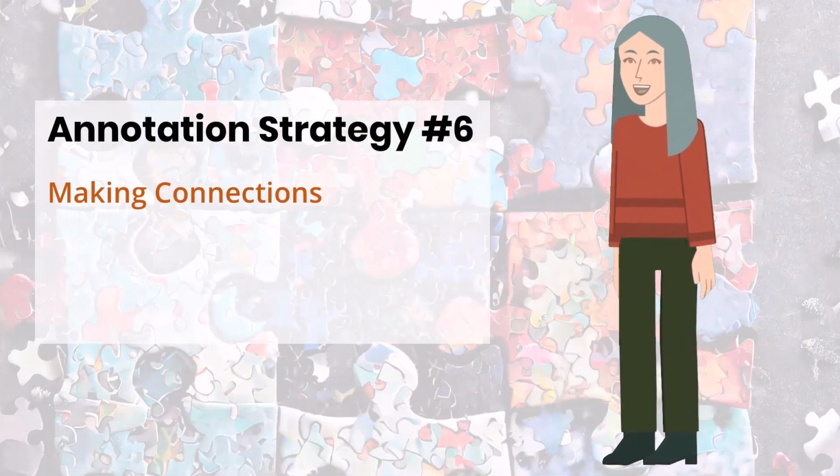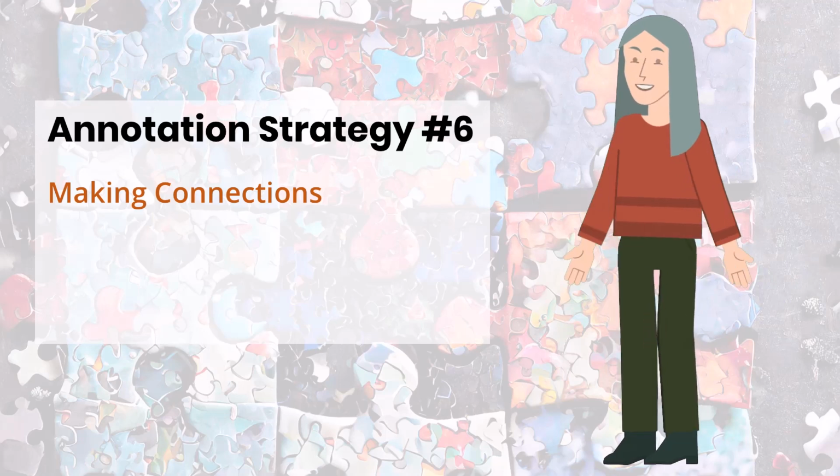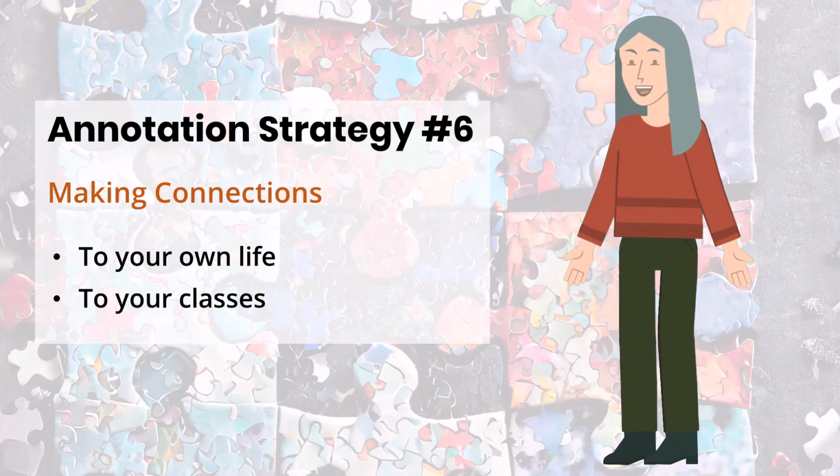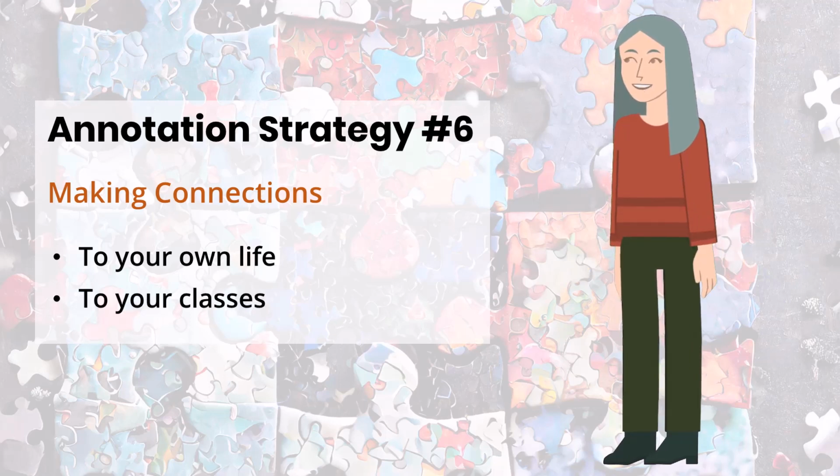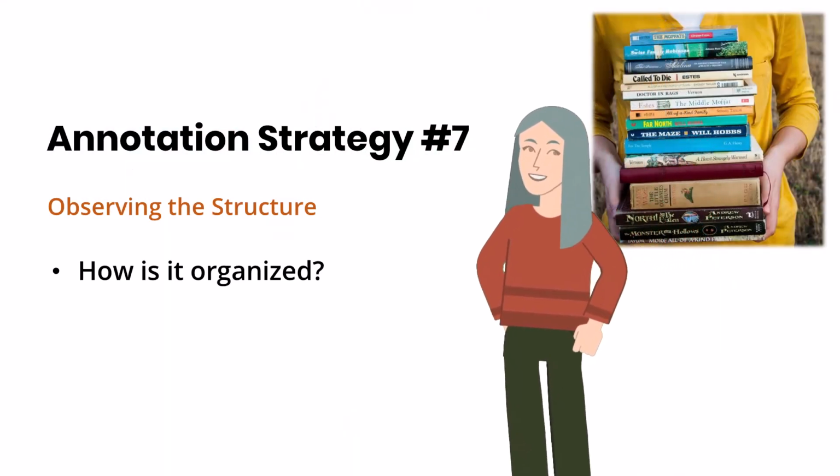To continue staying engaged, use this sixth strategy, where the goal is to connect what the author is saying to things from your own life experiences or from other classes you're taking. Write these annotations on a sticky note or in the margin of your text to help you relate better to the content. Finally, pay attention to how the text is organized.